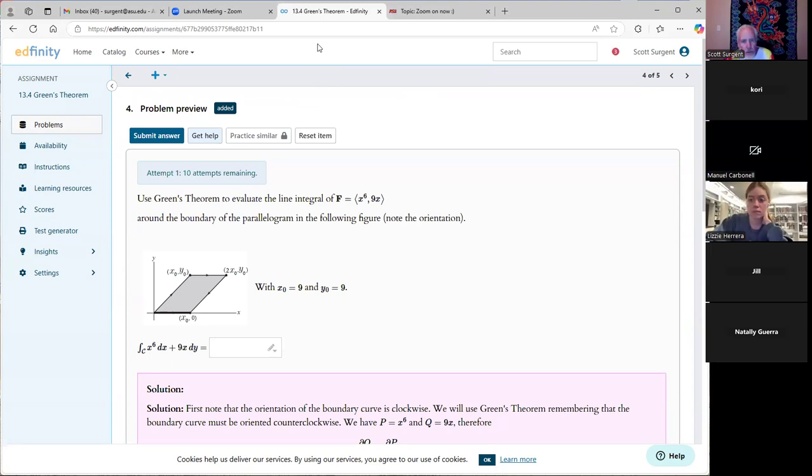It says use Green's theorem to evaluate the line integral of the vector field big F, which is x to the sixth comma 9x, around the boundary of the parallelogram of the following figure. Note the orientation. This is important. We're told that x naught is 9 and y naught is 9. So it looks like I'm just going to draw the picture and I'll go to my overhead here.